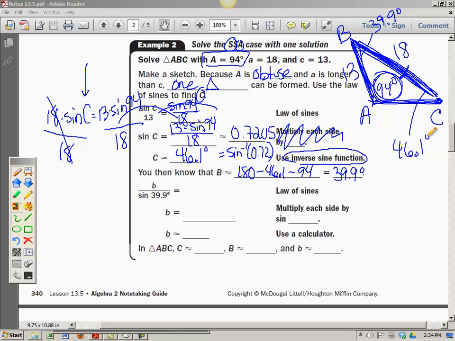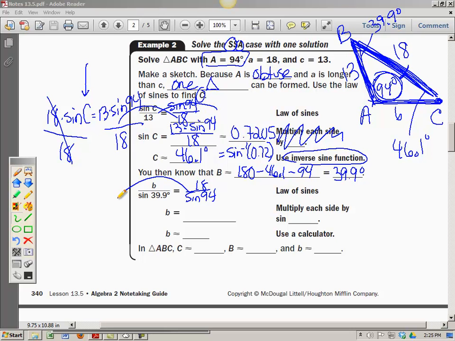All right? So to solve for that last missing side, which is side B down here, we would say the sine of 39.9 degrees over B is equal to the sine of 94 over 18. And as I said before, use the two given pieces of information. I would not use angle C, 46.1 degrees, because if I made a mistake somewhere, then obviously that's going to be incorrect.